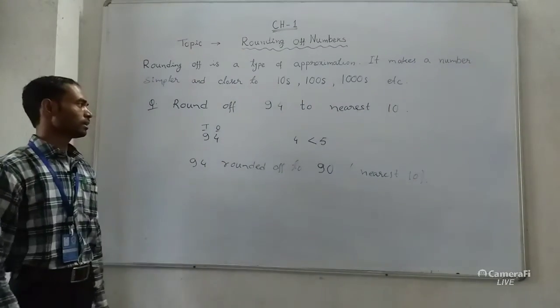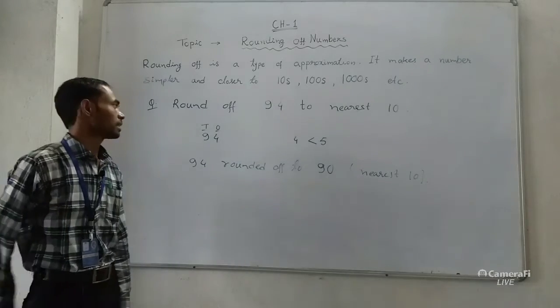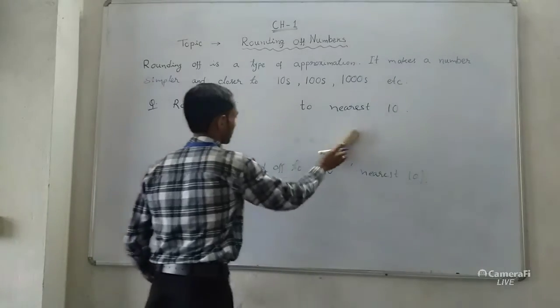So in this way you can round off any number to its 10th place. Let us take another example, suppose a 3-digit number.